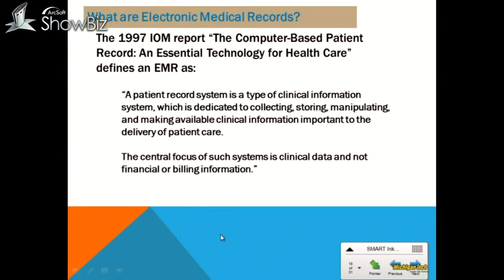The central focus of such a system is clinical data and not financial or billing information. Because in the general health information system, the financial or billing information is included there. But for the EMR, we generally don't include this kind of system. Okay, it's not its focus. It can be connected with some billing and financial information. It can be merged into a big health information system.